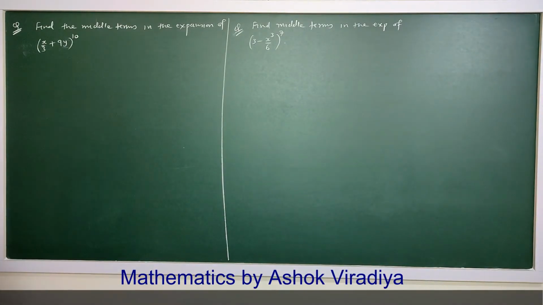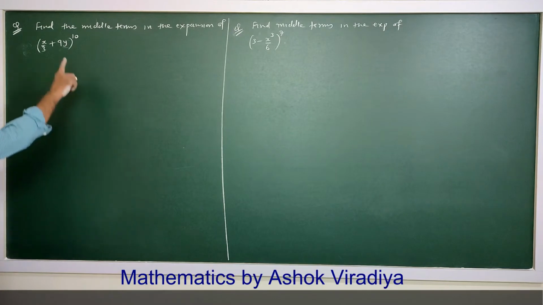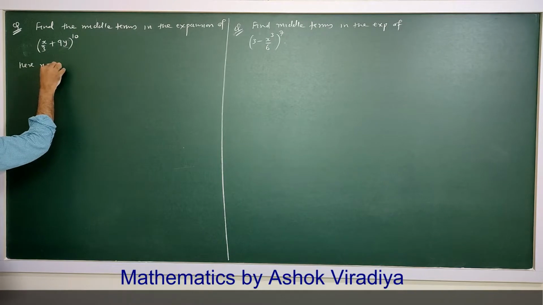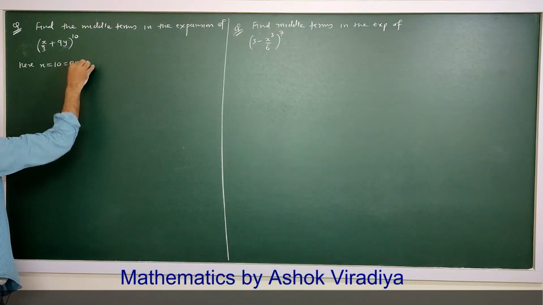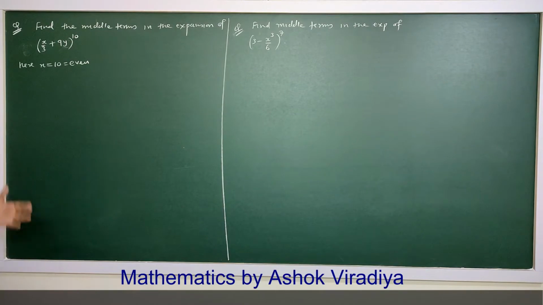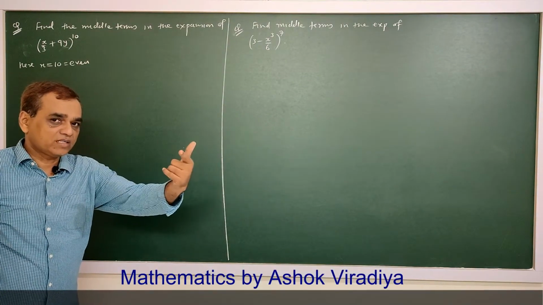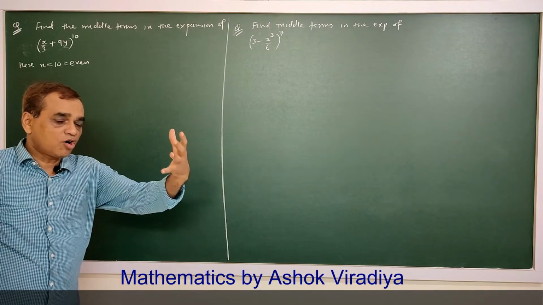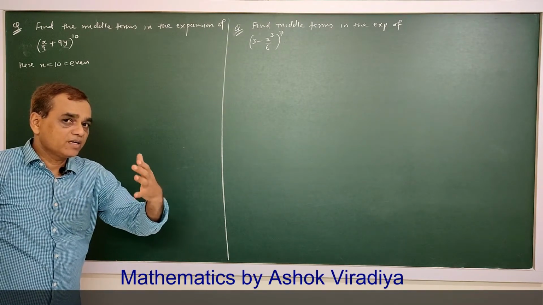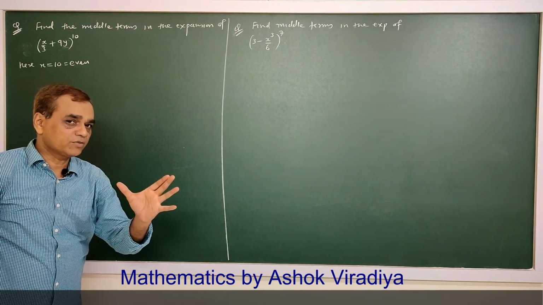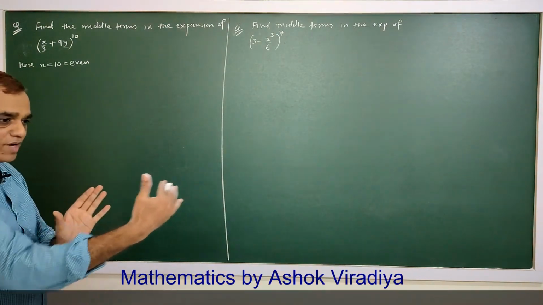Find the middle term in the expansion of x by 3 plus 9y raised to 10. So here n is 10. n is 10 and 10 is an even number. So the expansion has 11 terms. 10 plus 1, 11 terms. So the order of the middle term will be the 6th term. See, total 11 terms. So leave 5 from the left side, 5 from the right side.